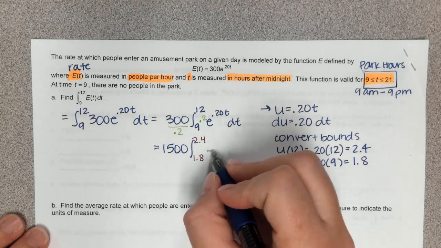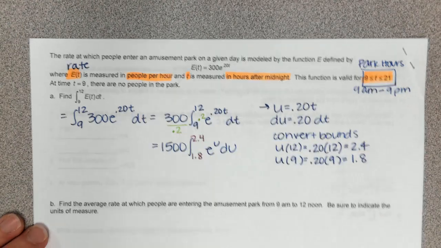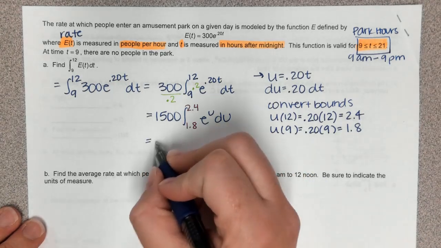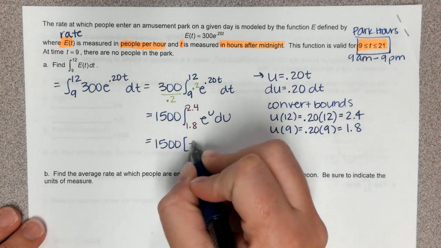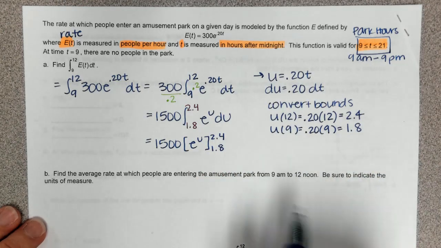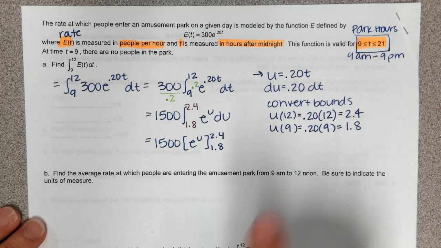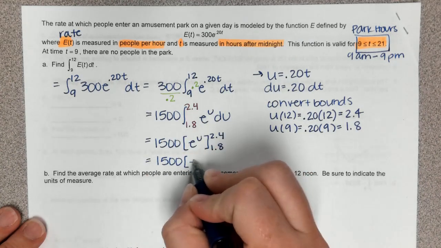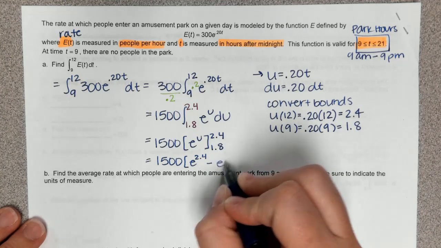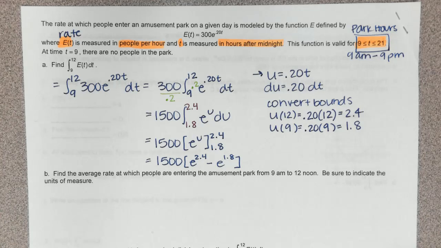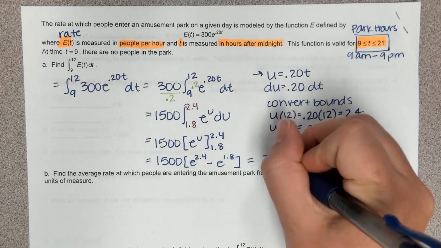Then I can rewrite this as e to the u du. Of course, we've all forgotten our integrals. The integral of e to the u is just e to the u. So this is 1500 e to the u, and we're going to keep the new bounds. You don't have to go back to the t's at all, because my answer is just going to be a number. Using FTC, this is 1500 times e to the 2.4 minus e to the 1.8. At this point, you want to grab your calculator and type that in. And I'm going to round to the nearest whole number.